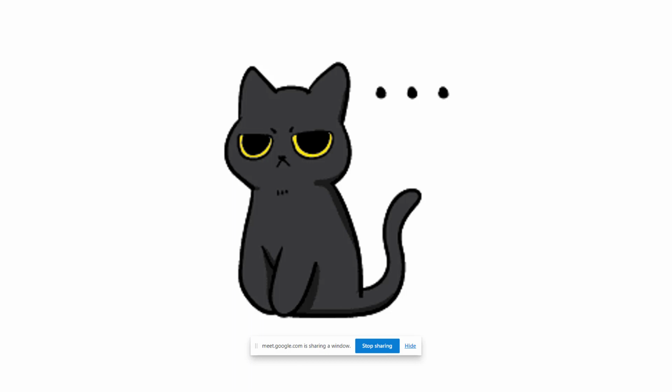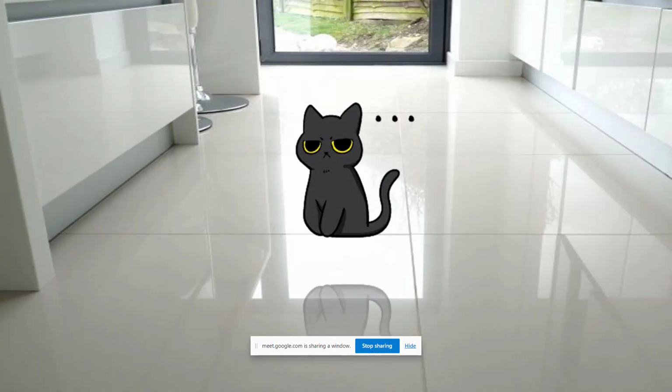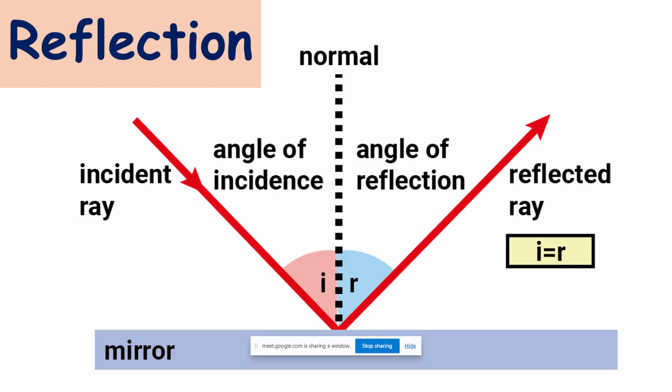Look at this. What is it, student? Cat or dog? It is a cat, student. Can you see the reflection from the cat? Look at this, please. This is the incident ray, right? And the angle of incidence. Next one is the angle of reflection. Can you see it? I equals R.